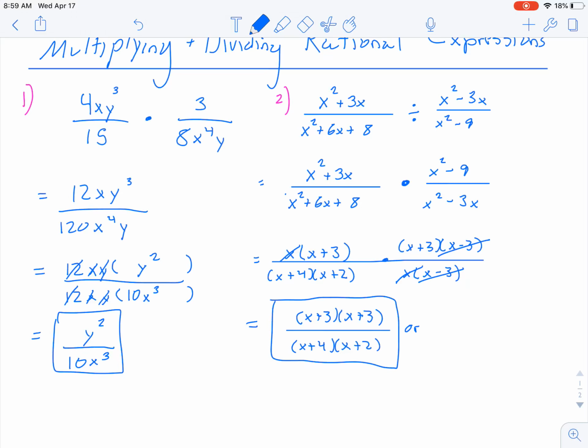If you do multiply them back out, you wouldn't be incorrect, but there's no need to. So if you did multiply these back out, if we multiplied x plus 3 times x plus 3, we'd make a box and get x squared plus 6x plus 9. And in the denominator, we'd get x squared plus 6x plus 8.